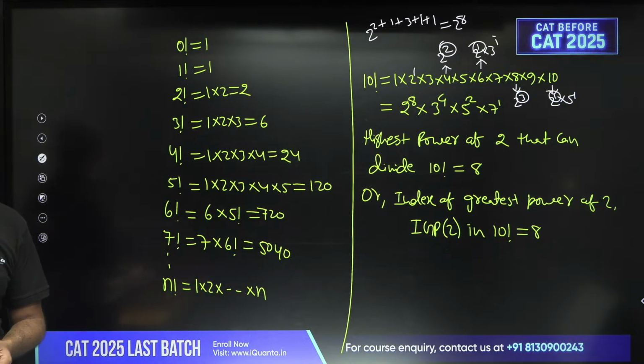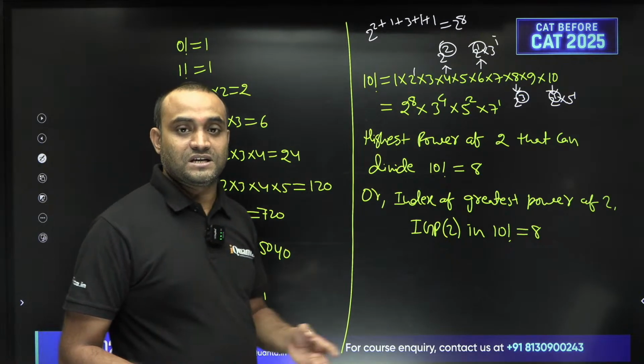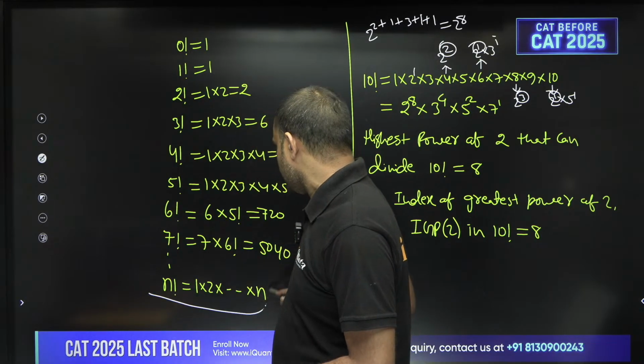Why 0 factorial is equal to 1? 0 factorial is an exception in case of factorial formula, okay?